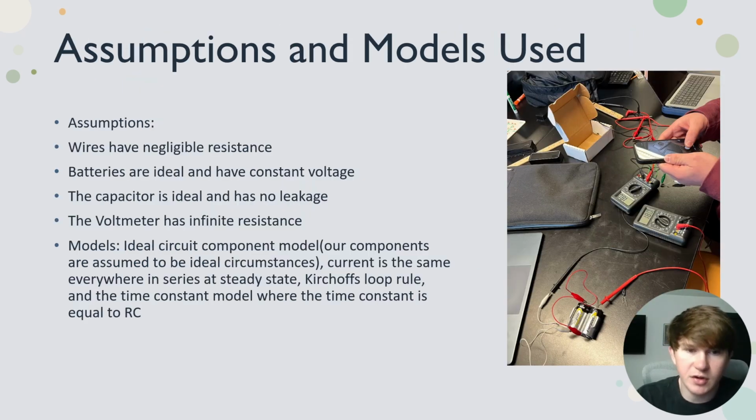The assumptions and models we used were wires have negligible resistance, batteries are ideal and have constant voltage, the capacitor is ideal and has no leakage, and the voltmeter has ideal or infinite resistance. The models we used were the ideal circuit component model, where our components are assumed to have ideal circumstances; current is the same everywhere in the series at steady state; Kirchhoff's loop rule; and the time constant model, where the time constant equals resistance times capacitance.